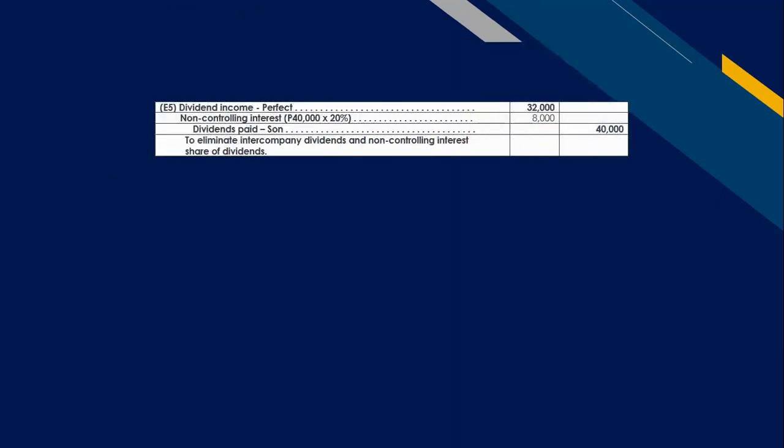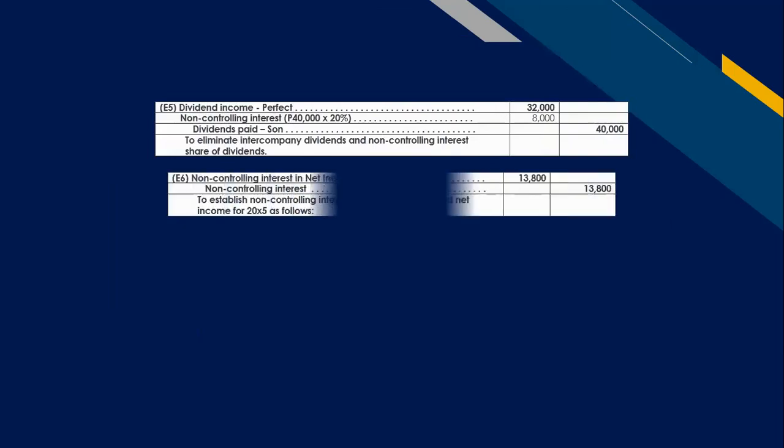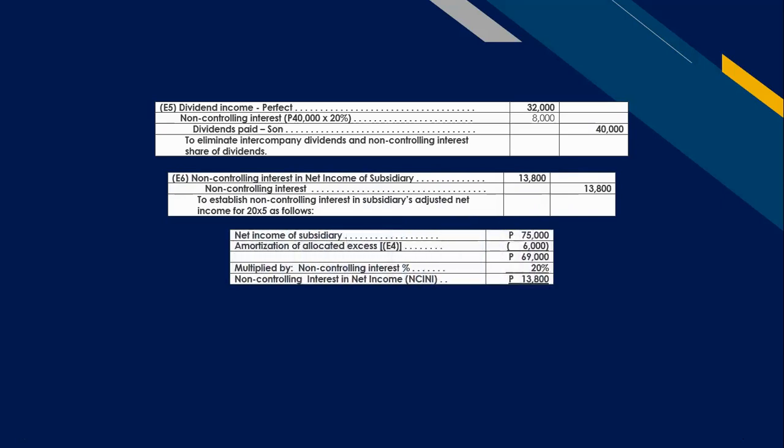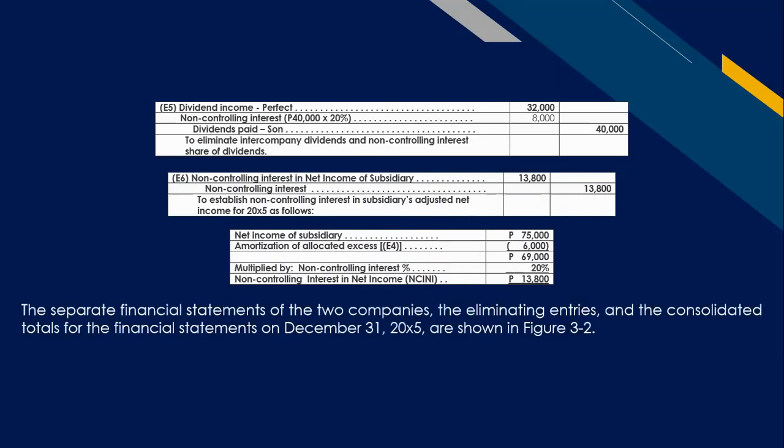We have the total of 11,300. We now debit dividend income of Perfect 32,000. Then we have the non-controlling interest of 8,000 and credit dividends paid Sun 40,000. Debit non-controlling interest net income of subsidiary 13,800 and credit non-controlling interest. So net income of subsidiary, amortization of allocated excess. So we have the difference multiplied by 20%.